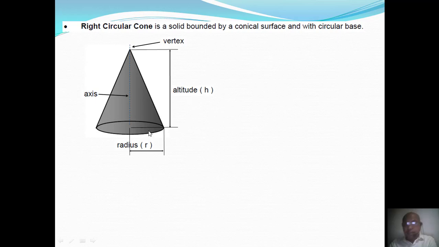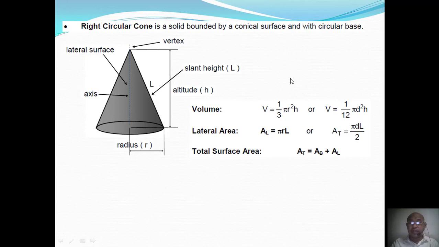Okay, so we have here the lateral surface. So what are the formulas that we can apply? By the way, we call it slant height L. I had not labeled it, but there it is, slant height L here. Okay. So volume equals 1/3 pi r squared h.